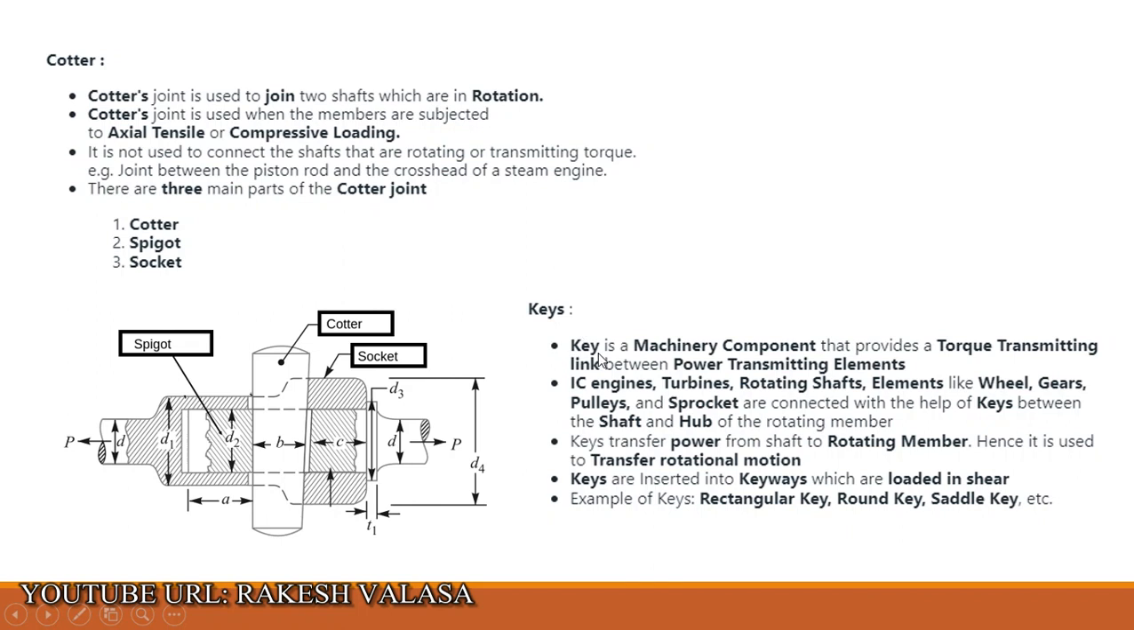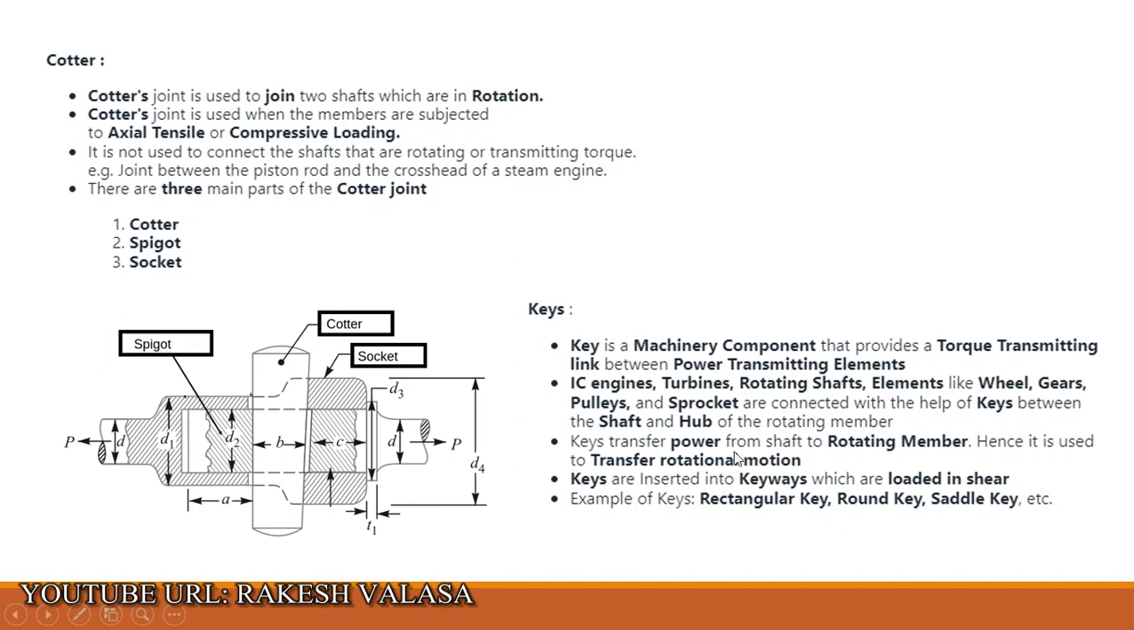For keys, a key is a machinery component that provides a torque transmitting link between power transmitting elements. In IC engines, turbines, and rotating shafts, elements like wheels, gears, pulleys, and sprockets are connected with the help of keys between the shaft and hub of the rotating member.